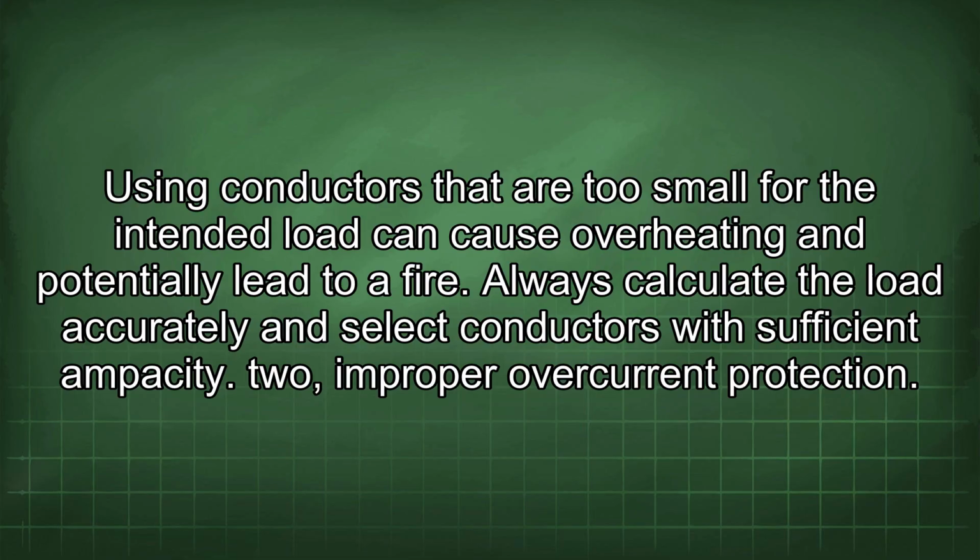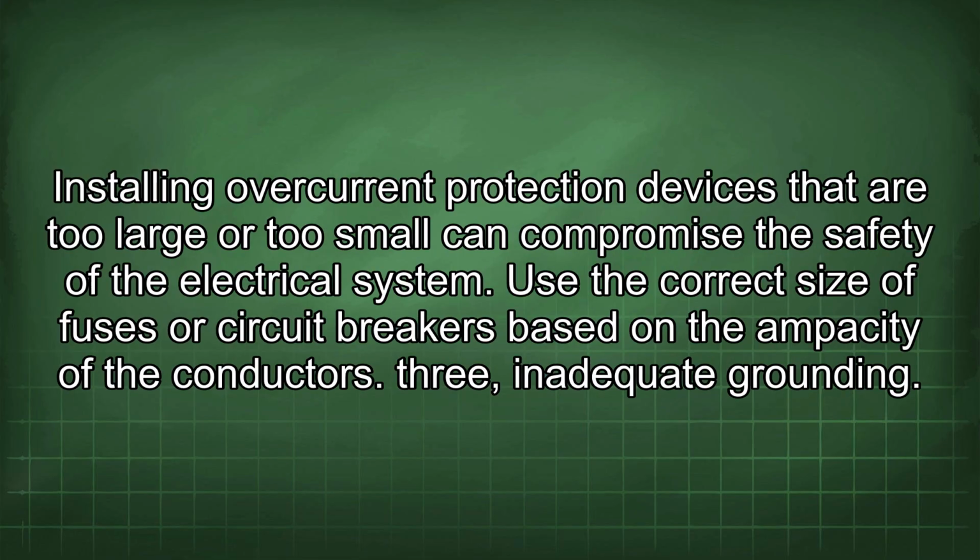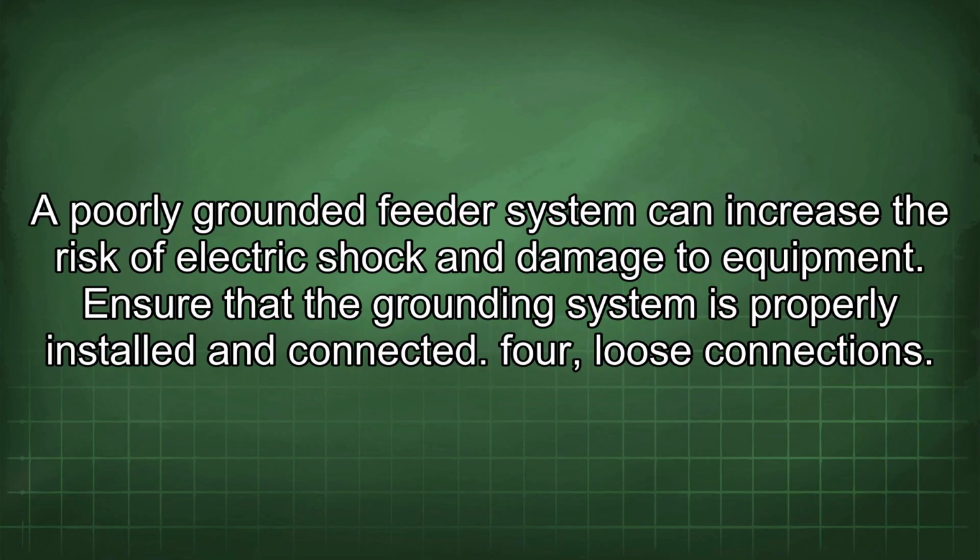2. Improper overcurrent protection. Installing overcurrent protection devices that are too large or too small can compromise the safety of the electrical system. Use the correct size of fuses or circuit breakers based on the ampacity of the conductors. 3. Inadequate grounding. A poorly grounded feeder system can increase the risk of electric shock and damage to equipment. Ensure that the grounding system is properly installed and connected.